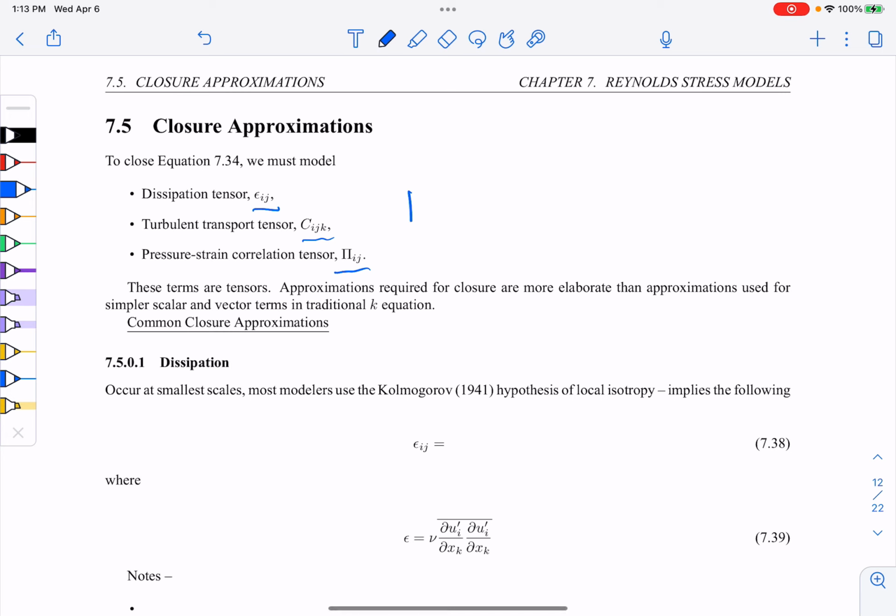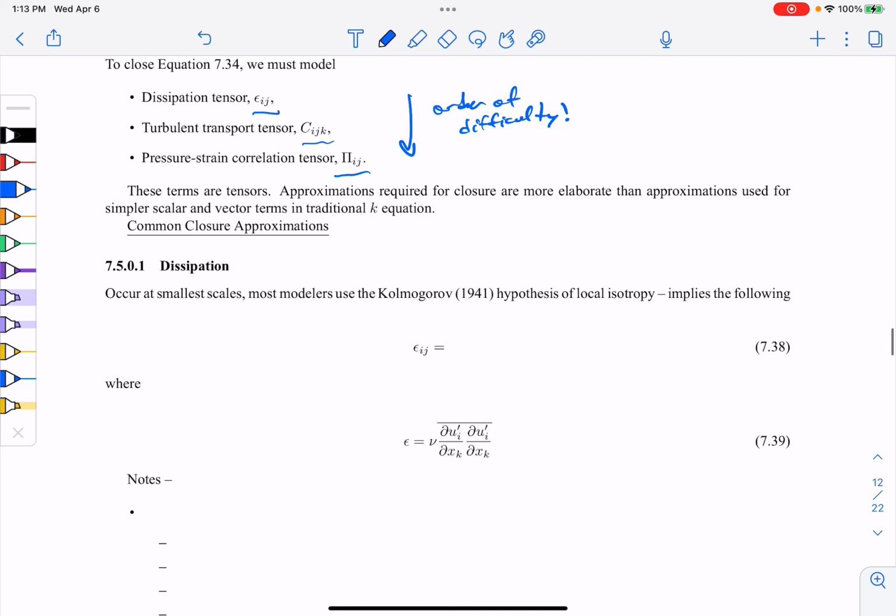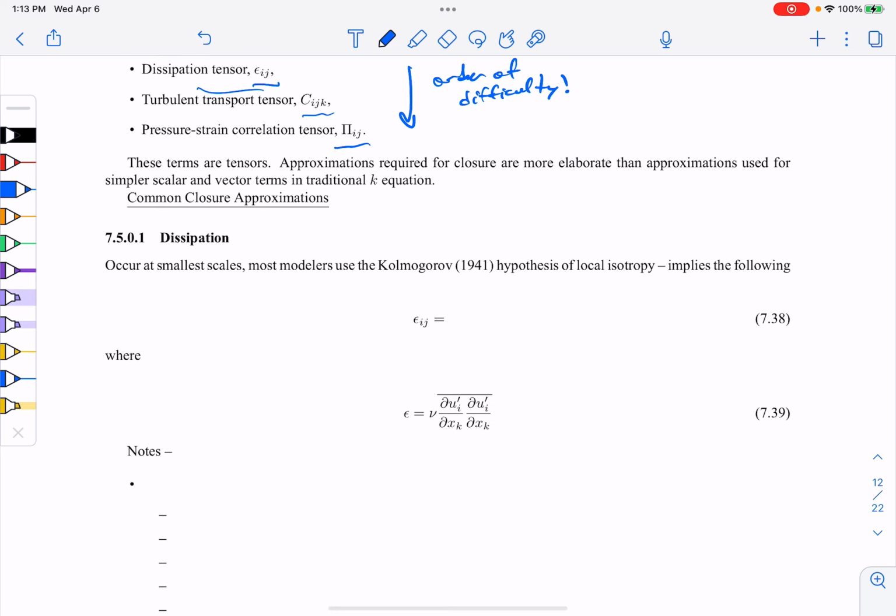And these are in the order of difficulty. And let's do that. So we'll look at the most common closures, and the first one is this dissipation tensor.